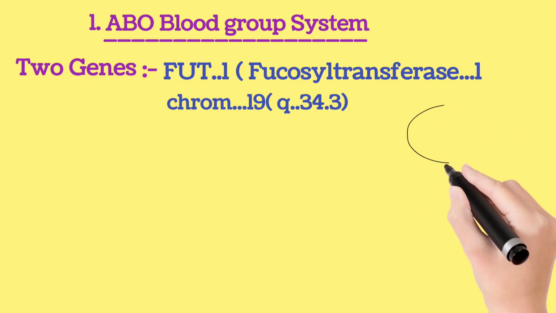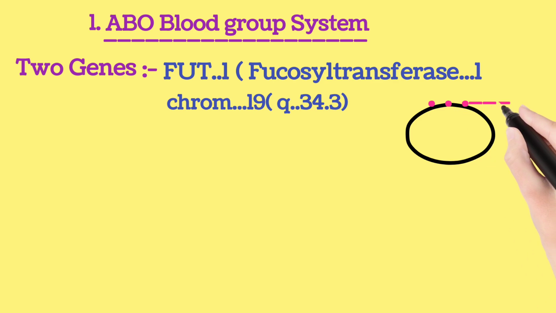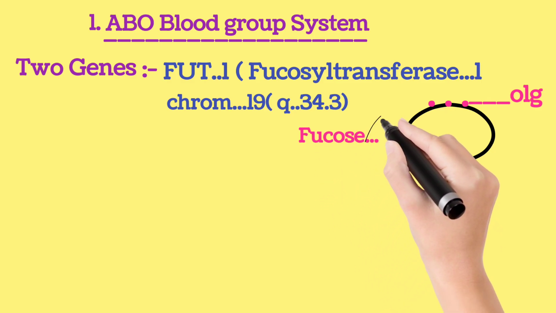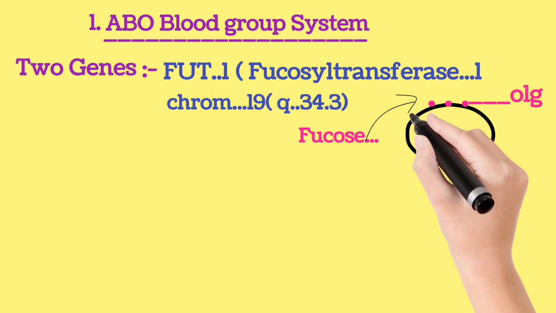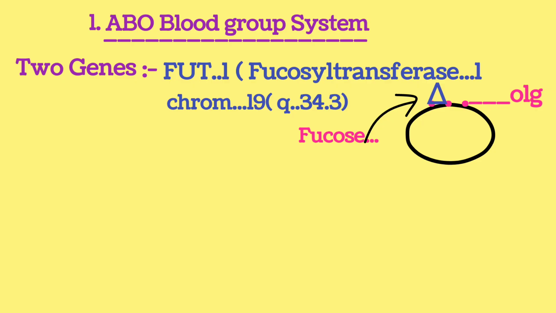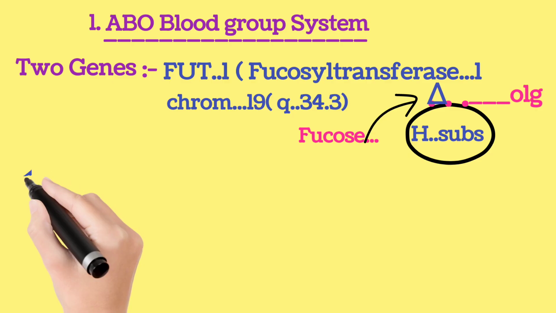Suppose this is an erythroblastic precursor cell. It has an oligosaccharide chain present in the cell membrane. Now when the FUT1 gene is expressed, it forms an enzyme. The enzyme adds fucose sugar to the oligosaccharide chain. The structure formed here is known as H antigen. This is the primary function of the FUT1 gene: to form H antigen, the basic structure in all types of ABO blood group systems.